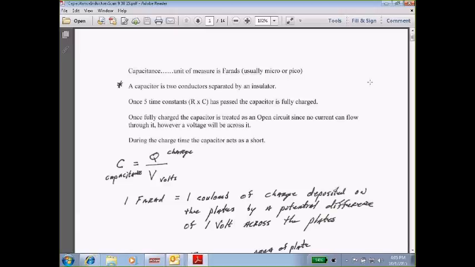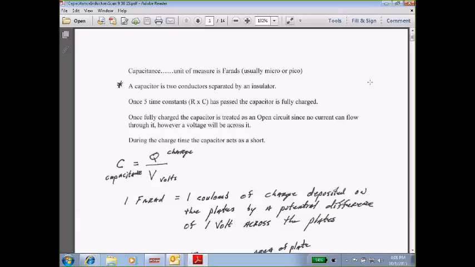Now, during the charge time, the capacitor acts as a short. And the charge time is considered to be fully charged once 5 time constants has passed. A time constant for a capacitor circuit is the resistance times the capacitance. The unit of measure of capacitance is farads. Usually it would be microfarads or picofarads. A farad is a fairly large unit of measure.